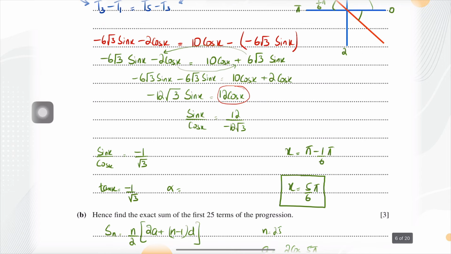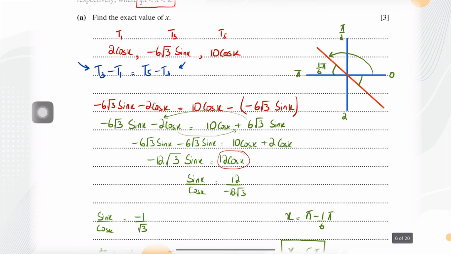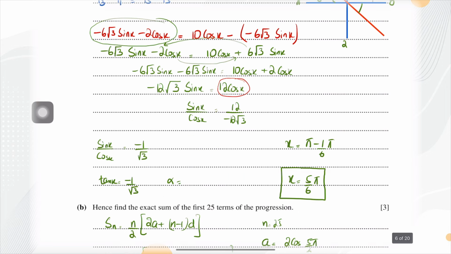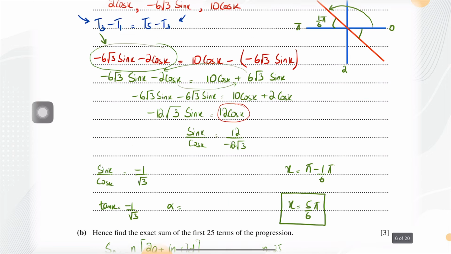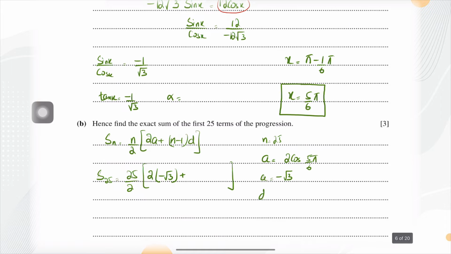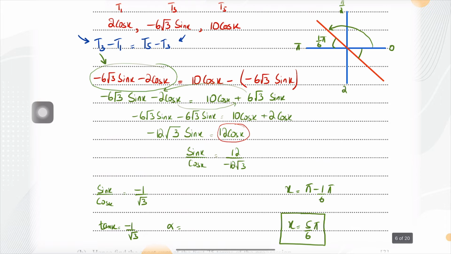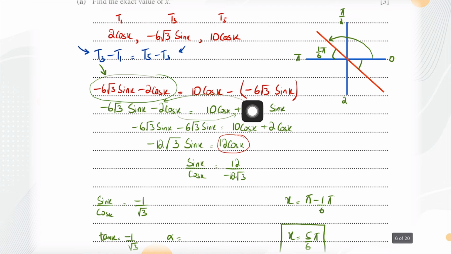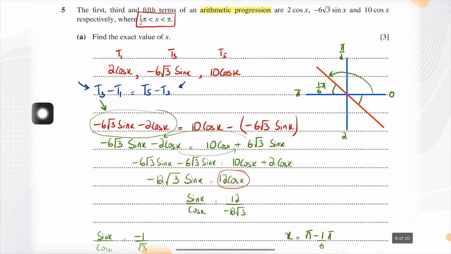So basically, for the common difference, I was supposed to take this or this. It doesn't matter which one you take. Okay, so let's take this one. The difference between these two and the difference between these two will be the same. That's the first thing. And then, the difference will actually not be equal to the common difference. The difference will be double the common difference.